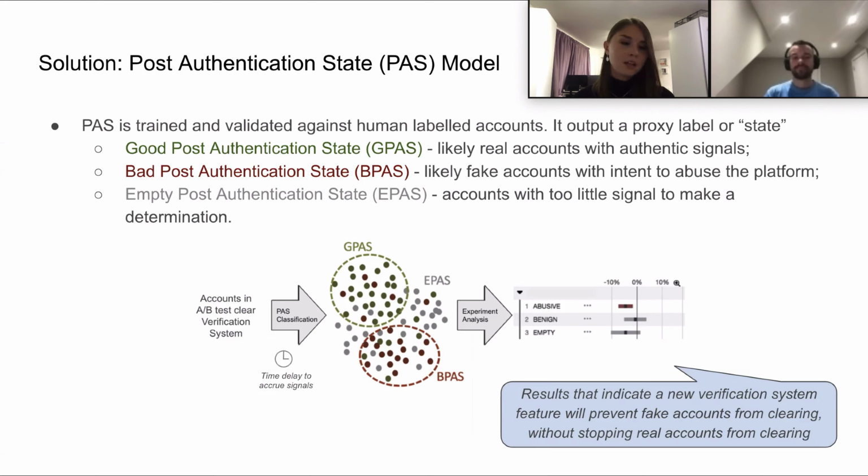An important note here is that the adversarial adaptation is not a direct concern for PASS itself, since this method is not used to take direct action on accounts clearing verification system flows. Rather, it's used to aid in experimentation and thus product evolution. Thus, that means there is no direct mechanism for adversaries to discover which signals to manipulate.